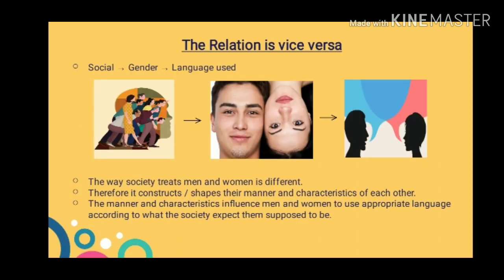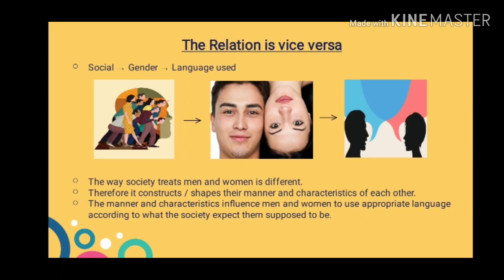The relation between language and gender is vice versa, because they reflect each other. The relation is affected by social cultural values. In society, men and women are taught and treated in different ways, such as parenting, conversation, behavior, role in society, and other ways of imparting knowledge. Therefore, it constructs or shapes their manner and characteristics. The manner and the characteristics influence men and women to speak as their society expects them to.